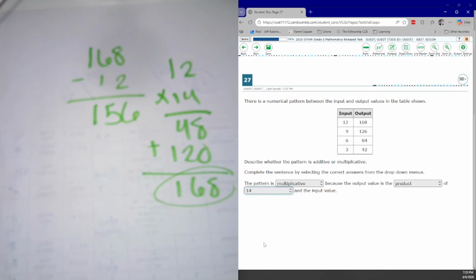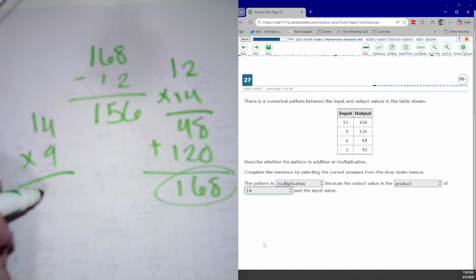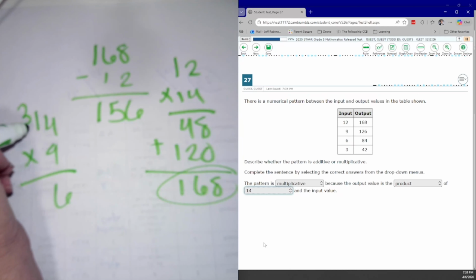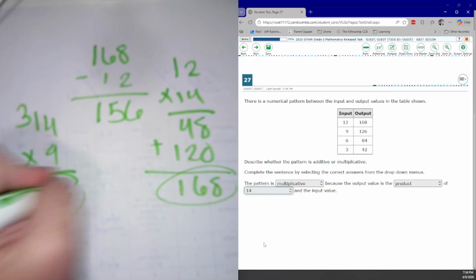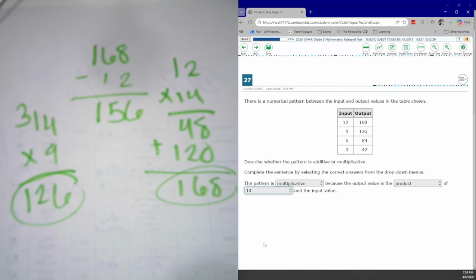And to save us time, I'm not going to go through all those. However, I'll take you through 9. So we'll do 14 times 9. 9 times 4 is 36. 9 times 1 is 9. Plus 3 is 12. So I have 126. If I were to keep going, you would see that 6 times 14 is 84. And 3 times 14 is 42.